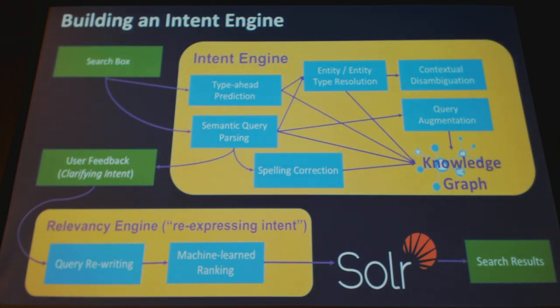We also, as I showed you a few minutes ago, have this concept of semantic query parsing. So when you type in senior Hadoop developer Google, we parse that out into senior Hadoop developer as a phrase, and then Google as a company. That's the semantic query parsing piece. It's important that we identify those entities and have entity type recognition so we understand what skills and job titles and companies are. And it's also important that we have contextual disambiguation.